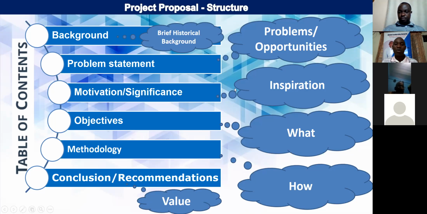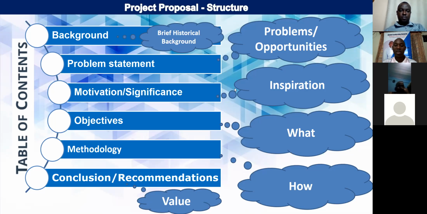So you'll have a brief historical background of the problem that you are addressing, and maybe the opportunities that you have seen out there, which we need to embrace. Then a problem statement, and motivation. Why are you pursuing this topic? What is the significance, the importance of this project? What specific objectives do you want to achieve, and what is the methodology you're going to use?